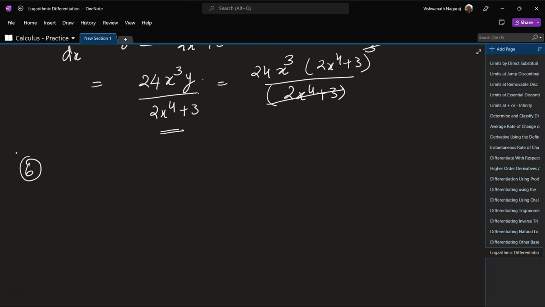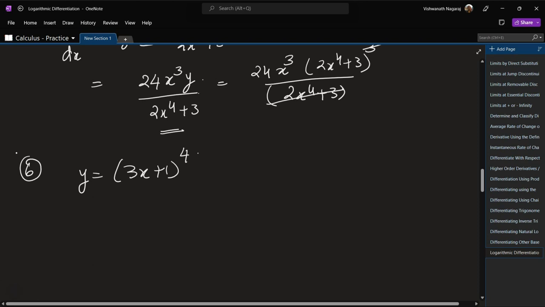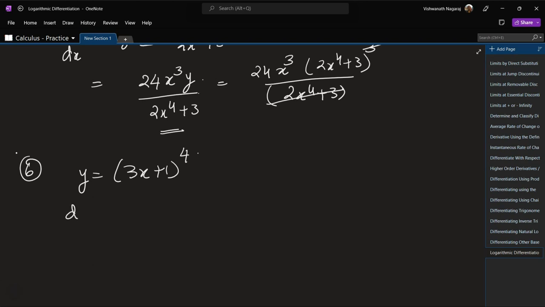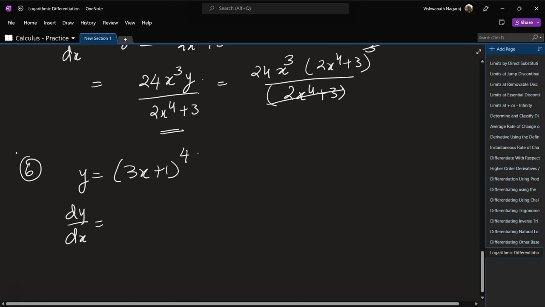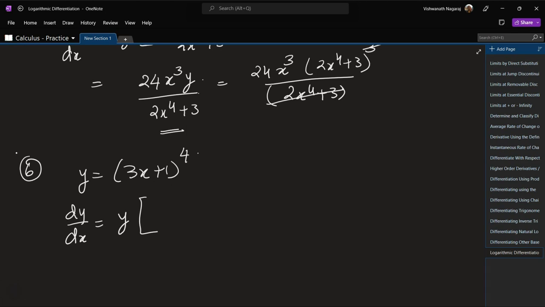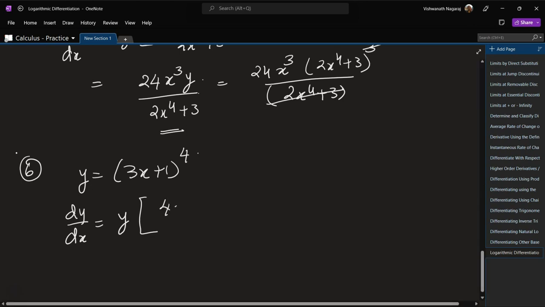Okay, sixth one, y is equal to (3x + 1)^4. Now let's try to avoid writing the steps and see whether we can do it. dy/dx is equal to, now y comes as it is, we have seen that till now, and now we have to differentiate this part. This would be 4 natural log of (3x + 1). So 4 times 1/(3x + 1) times 3, which is equal to 12y/(3x + 1). See, it was so fast.